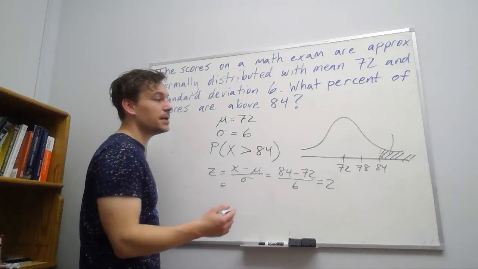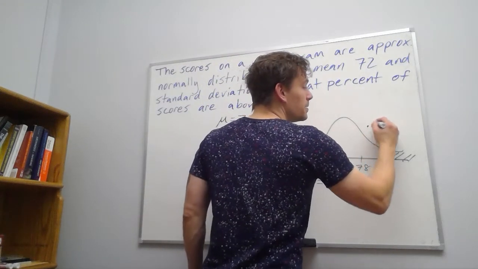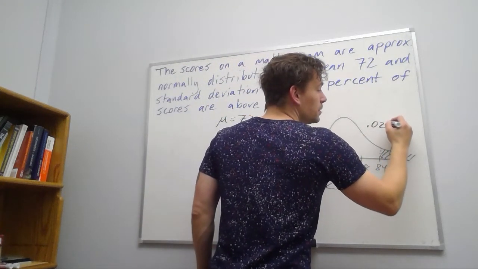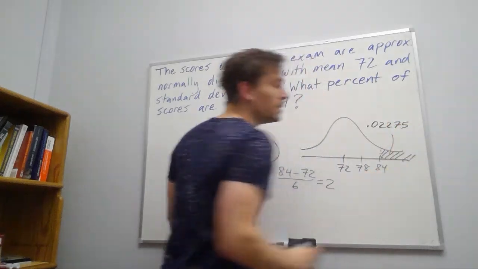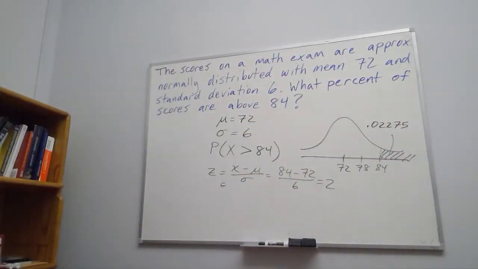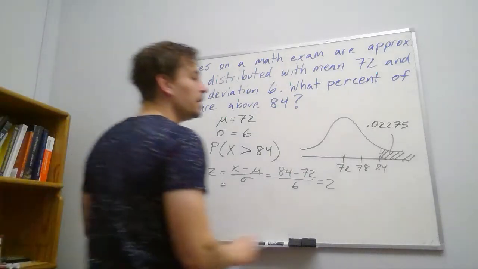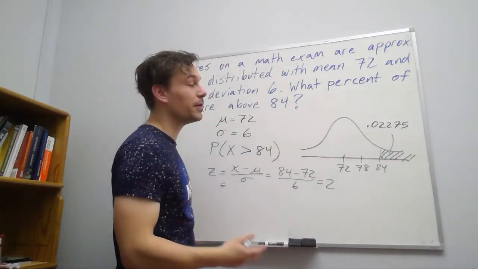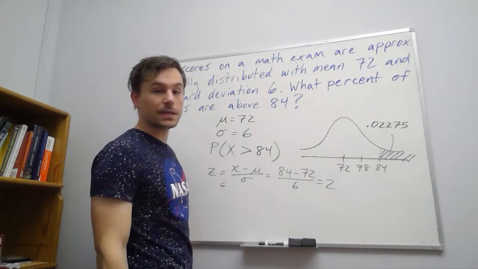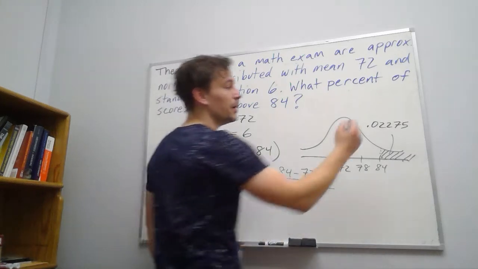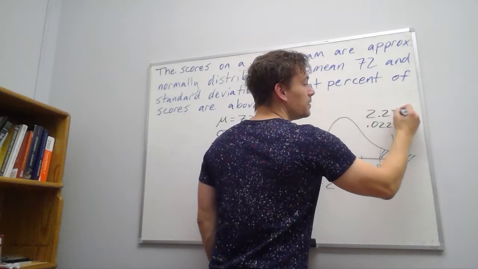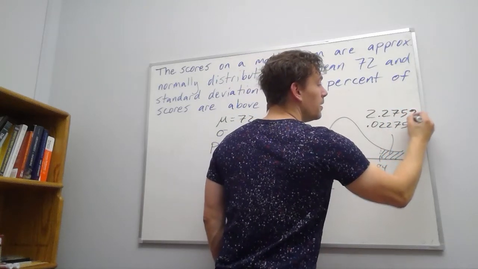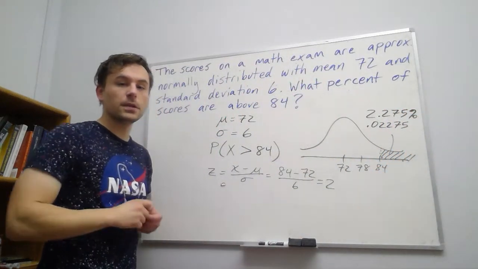The value I got here was 0.02275, I believe. Let me double check. That's the one. Okay, so another way to say that is, this would be as a proportion. If we're thinking probabilities, we usually want to think in terms of percent. So another way to say that is 2.275%. All right.